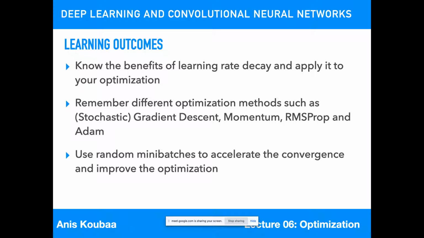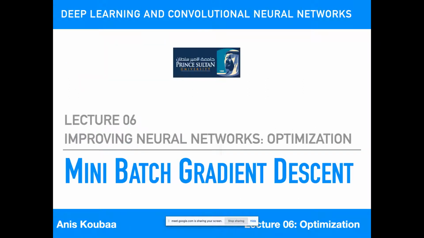As I have shown to you now in the example of the CNN model. You also use a random mini batch to accelerate the convergence and to improve optimization. So first, let's get started with the mini batch gradient descent.